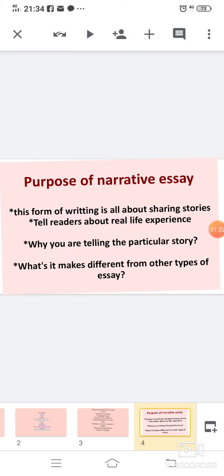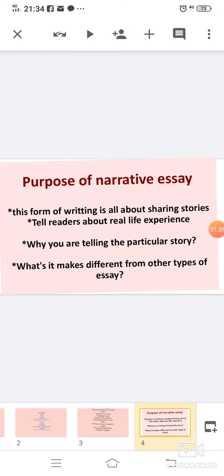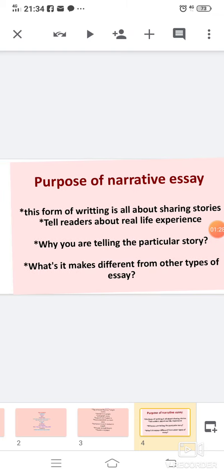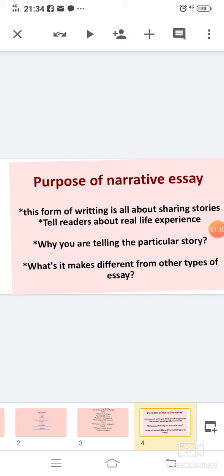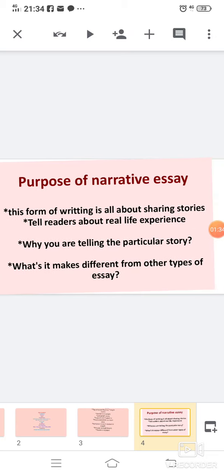After the introduction of the narrative essay, now we come to know the basic purposes of a narrative essay. The key purpose of this form of writing is all about sharing stories. For example, as a writer, your task is to tell readers about a real life experience and at the same time to make a clear point of why you are writing the particular story.